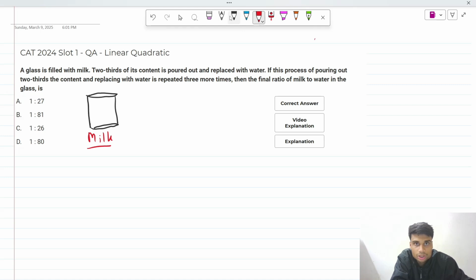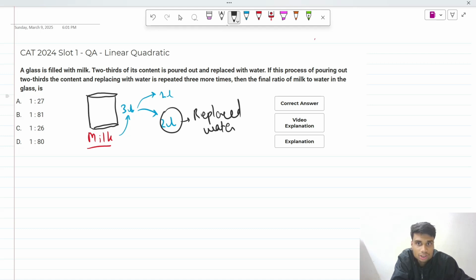So if we assume that this glass has, for example, 3 liters of milk, then two-thirds of the content, that is 2 liters, is poured out, and the remaining is 1 liter. This two-thirds content is replaced. It's replaced with what? It's replaced with nothing but water.